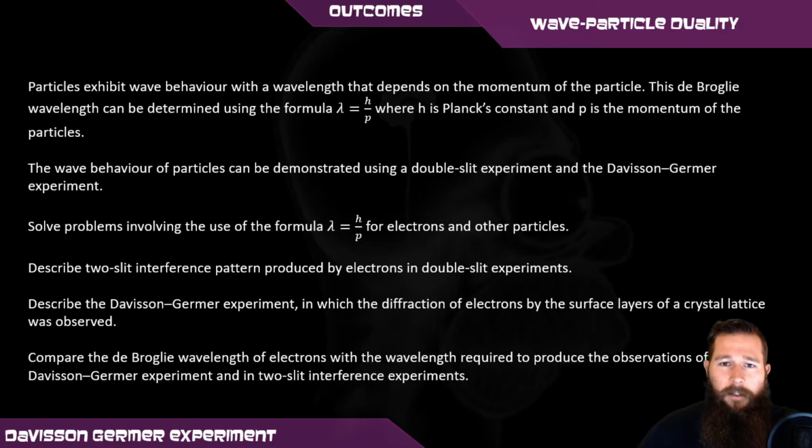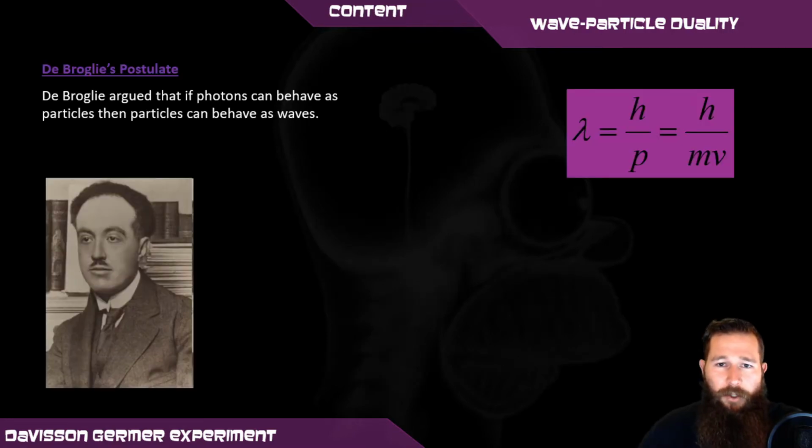There's a lot of balance and symmetry in nature, and de Broglie postulated that if photons can behave as particles, particles can behave as waves. So with the equation on the screen, the wavelength of a particle can be found by dividing Planck's constant by the momentum of the particle.